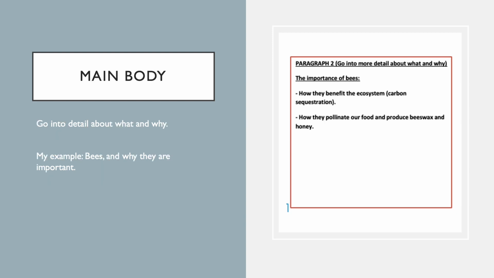Now, the first paragraph of my main body is going to go into detail about what and why. So in my example, I've put the little headline of the importance of bees. So that is what and why. Well, the what is bees, sorry, and the why is going to be why they are important to us. So in this section, I'd talk about the importance of bees, so how they benefit the ecosystem, and I might talk about carbon sequestration. I might also talk about how they pollinate our food and produce beeswax and honey. Okay, and I'm going to go into detail in that.